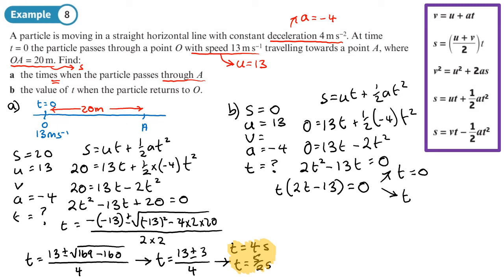And we'll get that value of t by working out when 2t minus 13 equals 0. So that gives us 2t equals 13. t equals 13 over 2, which you could leave as 6.5 seconds for the time that it returns to O. So we'll just highlight that before we move on to the next example.